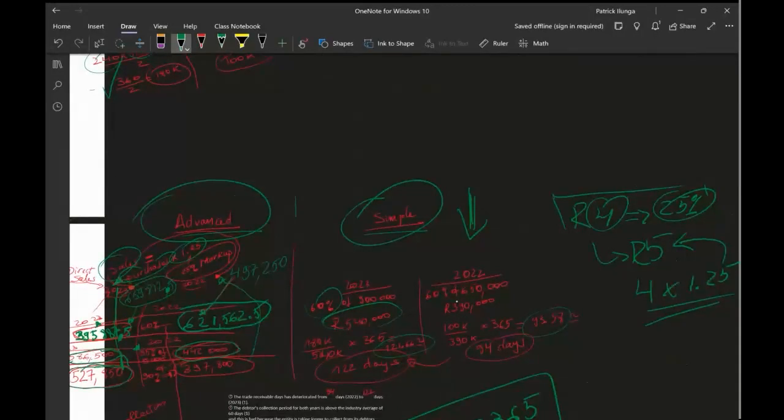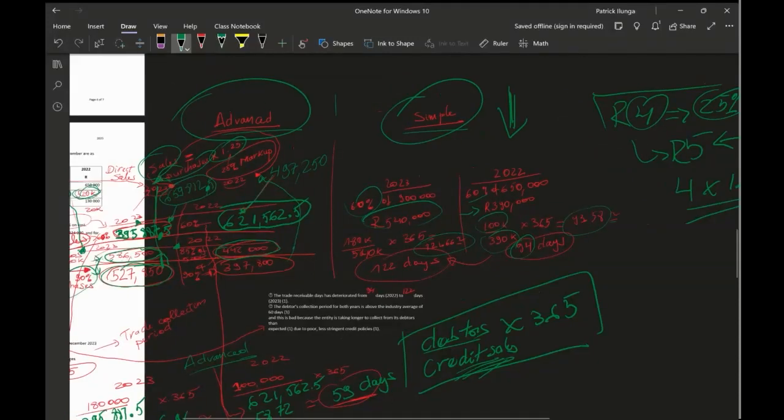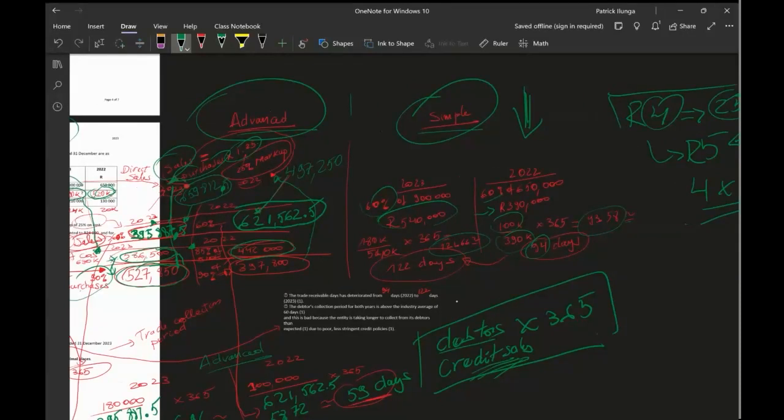and 650,000 was your revenue for 2022. 60% gives you this. You take the data divided by the credit sales multiplied by 365. The answer should be 94 for 2022. It says 93.58. It's almost 1 day, so that's why it is rounded to 94. But it's fine. If you put 93.58, it doesn't matter. I gave you marks, so there's no issue.